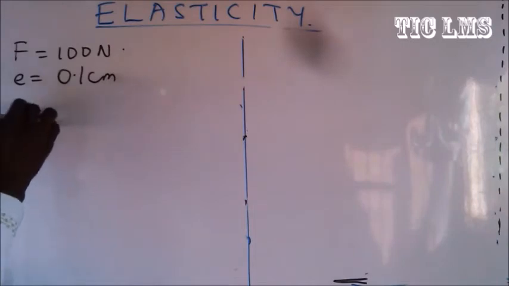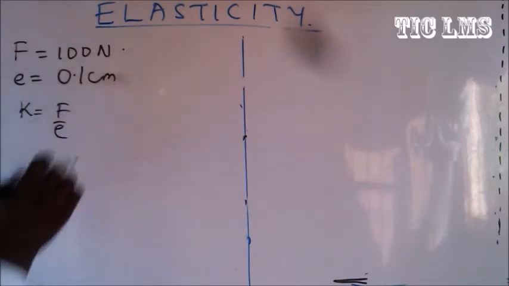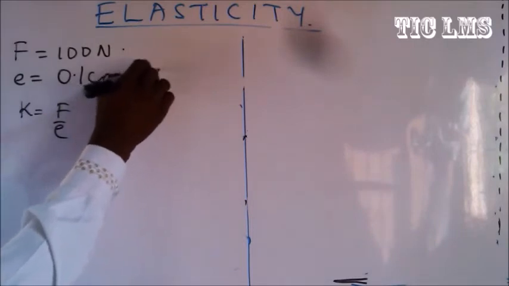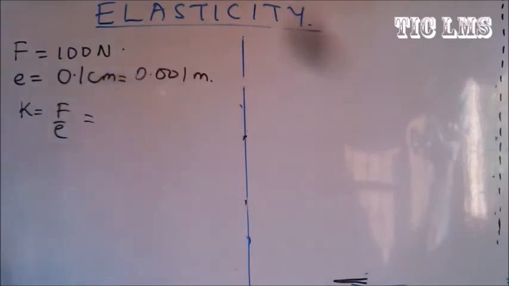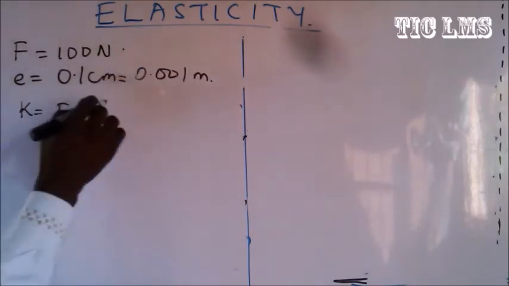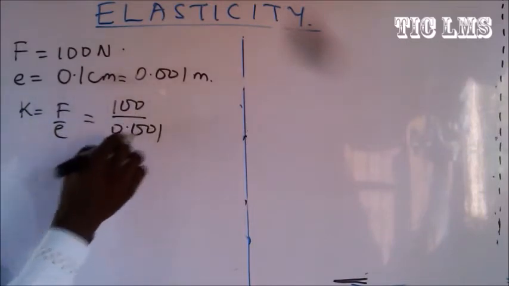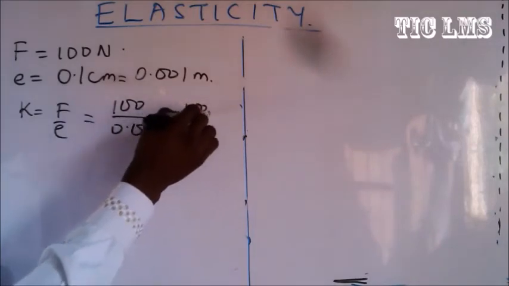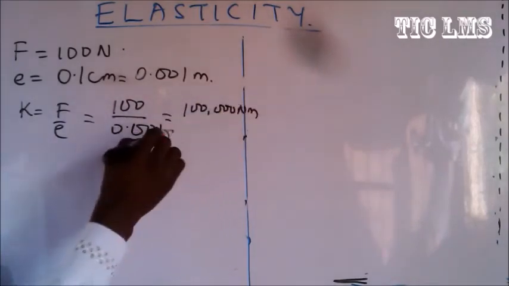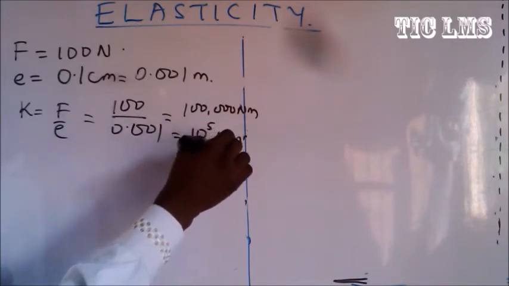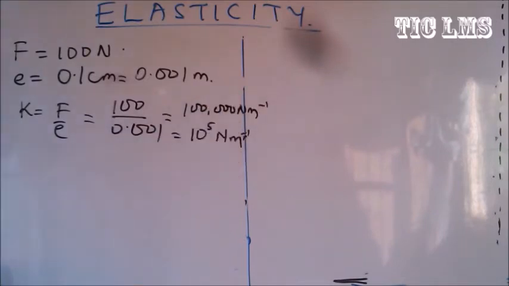The elastic constant is equal to force over extension. Here we have 0.1 centimeter as the extension, so we'll convert it into meter, that is divided by 100, and that gives us 0.001. Hence the elastic constant equals 100 over 0.001, and that gives 100,000 Newton per meter, which is the same thing as 10 raised to power 5 Newton per meter.